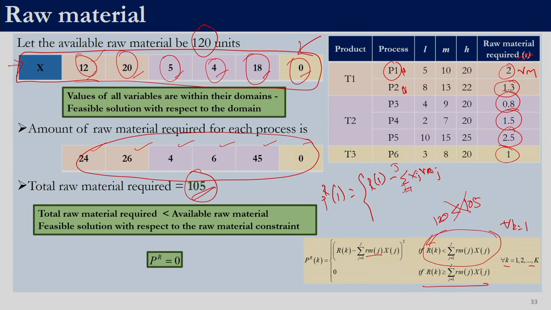So, it will fall in this category, right. So, 120 is greater than 105. So, the penalty incurred with respect to the raw material constraint is 0. So, no penalty is incurred. We require only 105 units, whereas what we have is 120 units.